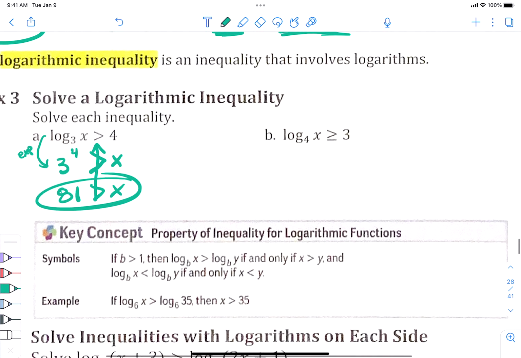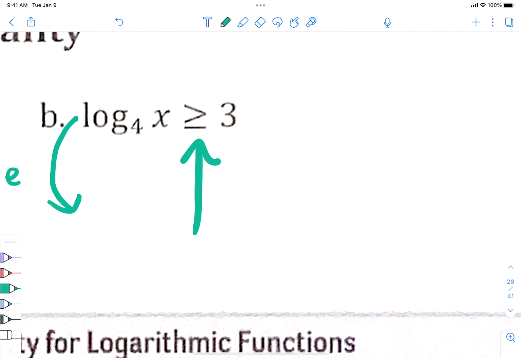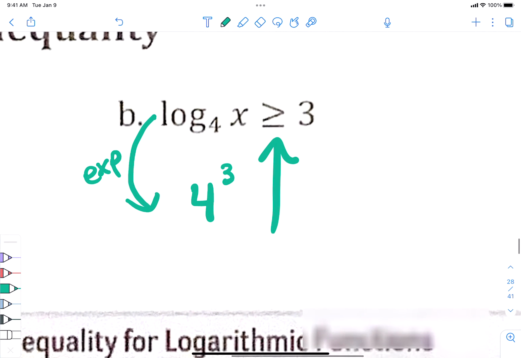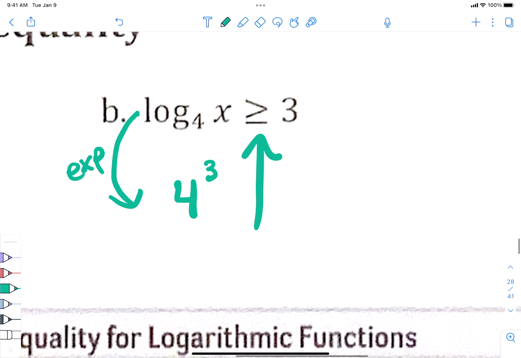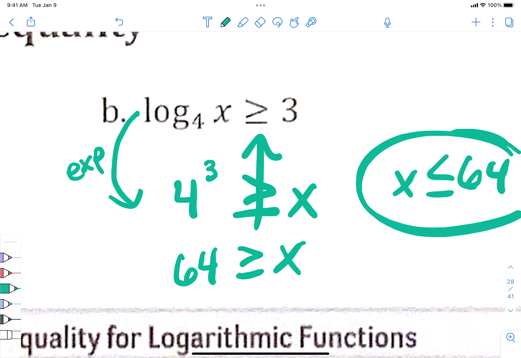Okay, part B, same kind of thing. Here's my greater than symbol, and this one's a log. We want to make it into an exponential function. So, 4 to the 3rd power is greater than or equal to x. It is 64. 64 is greater than or equal to x, or x is less than or equal to 64. That's how that works.